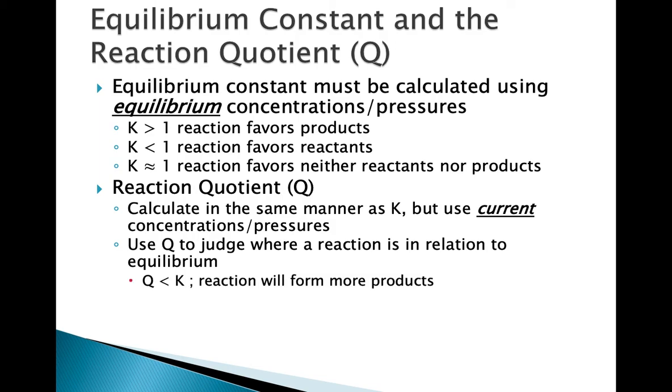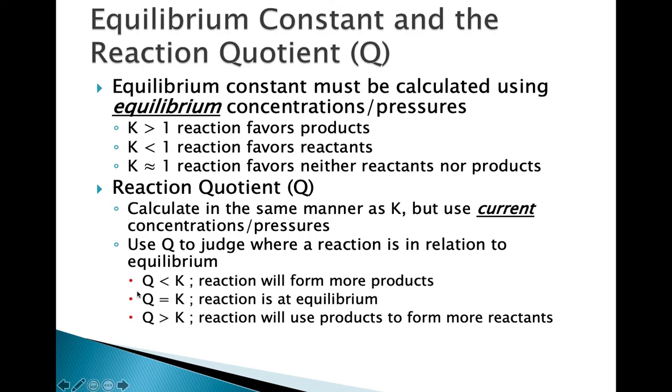How this works is we just compare the values of Q and K. In the situation where Q and K are equal to each other, that means our reaction is currently at equilibrium. If we calculate our reaction quotient and it's smaller than the equilibrium constant in any capacity, that means our reaction has to go in the forward direction. Since equilibrium constants are products over reactants, if Q is too small, we don't have enough products yet, so we want to make more products. That means the reaction will go forward.